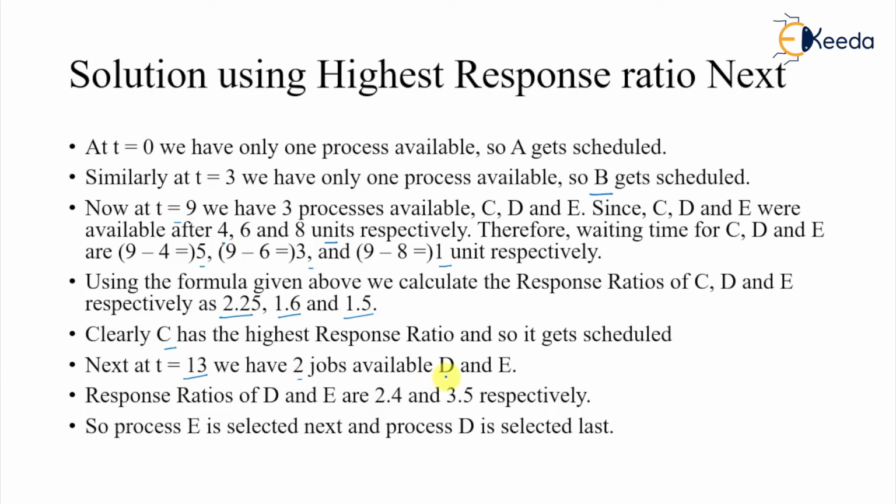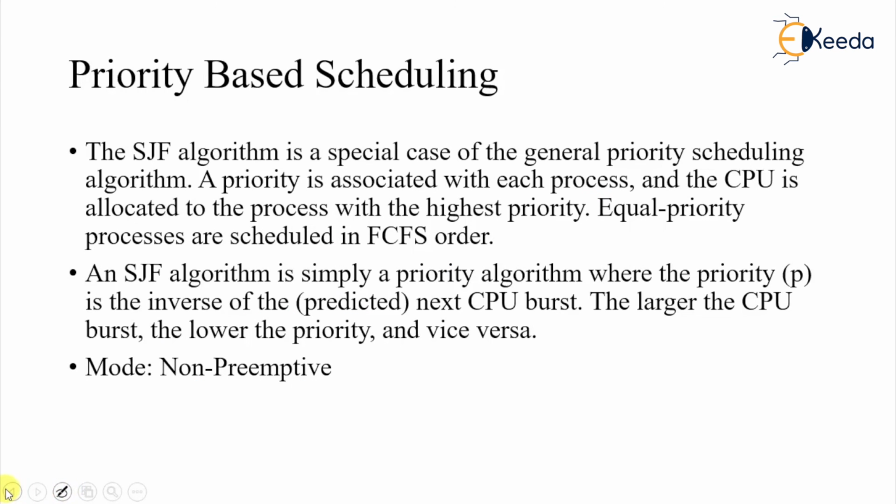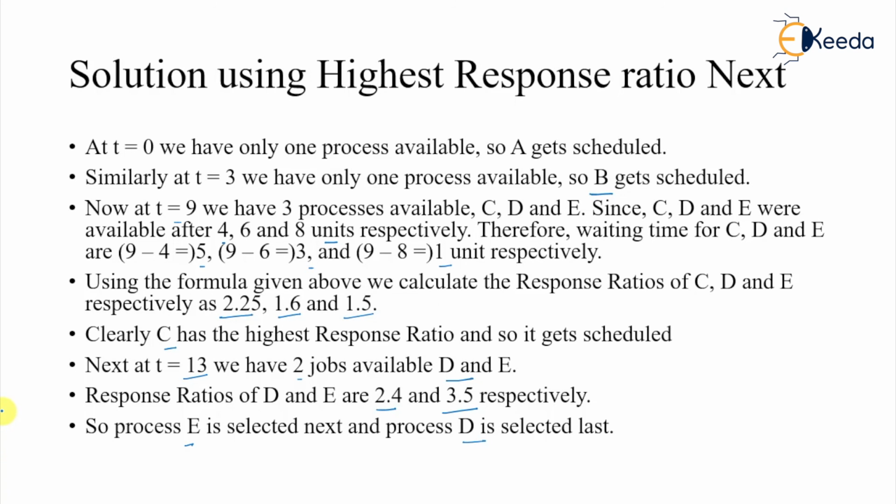At 13, we have two jobs, D and E, with response ratios 2.4 and 3.5. So process E is selected next and D is selected last. That is your scheduling policy, known as highest response ratio next. The next thing that we are going to learn is priority based scheduling. Thank you.